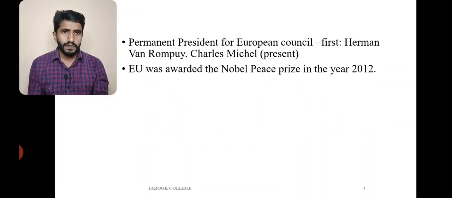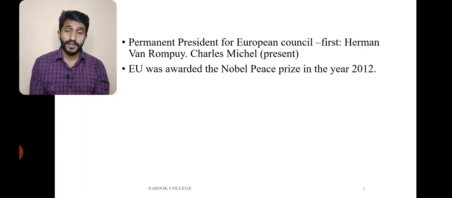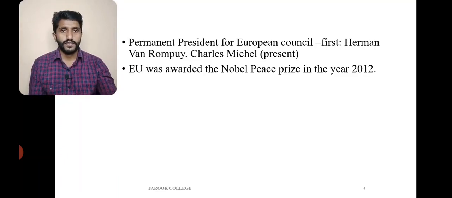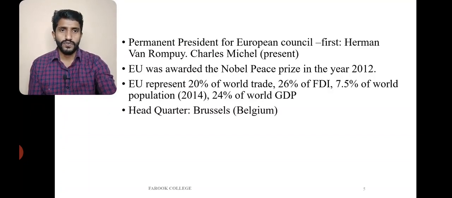And there is a permanent president for the European Council. Firstly, Herman Van Rompuy was the first permanent president. The present permanent president is Charles Michel. Then the European Union was awarded the Nobel Peace Prize in 2012 in consideration of its different contributions to the world.